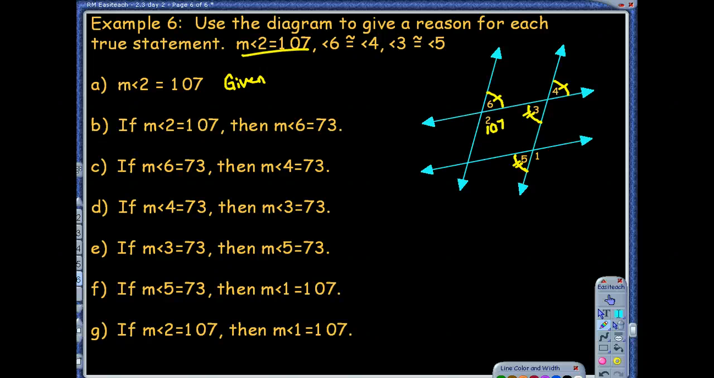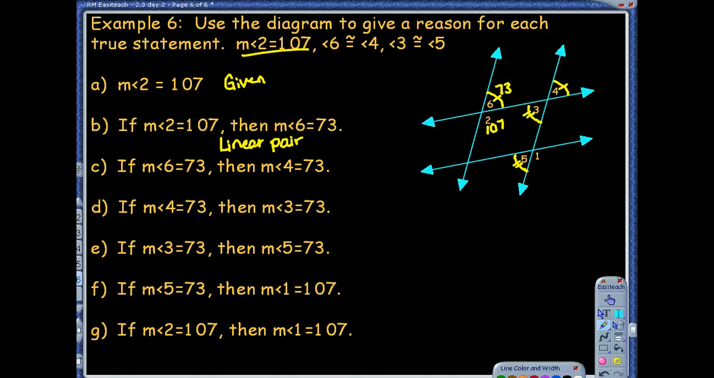And if that's true, then we know the measure of angle 6 is 73. Now, that's a true statement. So why do we know that? What I'm noticing is, what's the relationship between angles 2 and 6? They're a pair of angles on the same line, so they're a linear pair. A linear pair adds up to 180. Perfect. Or if you check them, those two are supplementary. So that linear pair would be our reason.